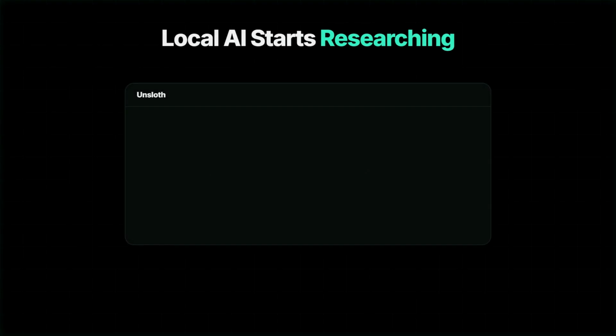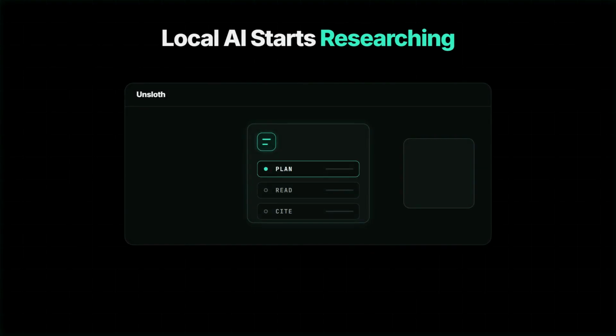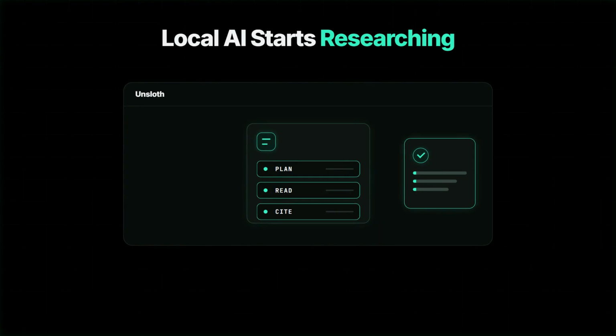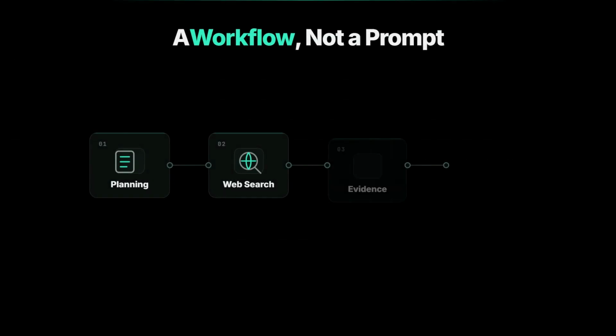Unsloth's July 29th beta gives local AI something beyond another chat box, a deep research mode that can plan, read, and cite sources while using a local model. The meaningful change is workflow.